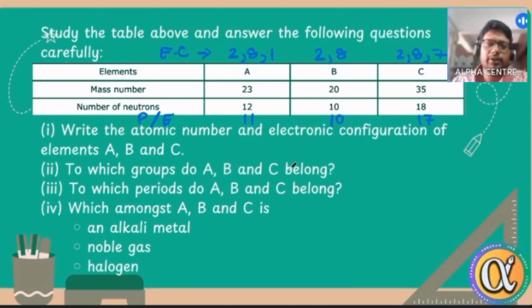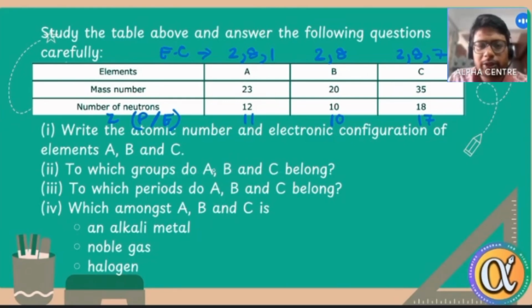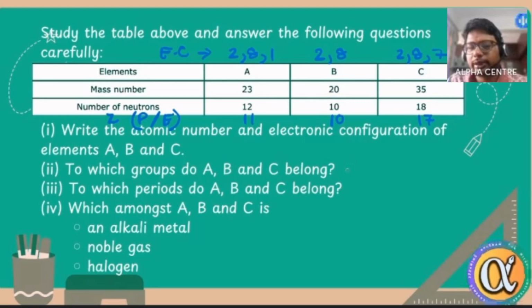Okay, good. So we have written the atomic number. Atomic number is the same as the number of protons or electrons. This is atomic number Z. Now, to which group do A, B, and C belong? So A belongs to which group? Alkali metal. Group number? Group 1.